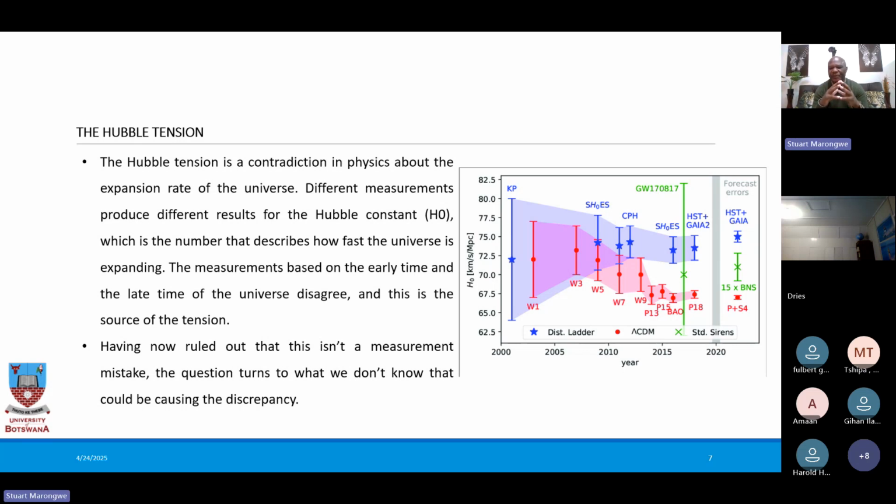early universe measurements for the Hubble constant are different from the late universe measurements for the Hubble constant. So the Hubble constant currently, in this time of our universe, is around 70 to 74 kilometers per second per megaparsec. But if we extrapolate from the early universe, it's supposed to be 68 or 69 kilometers per second. So this is what is known as the Hubble tension.